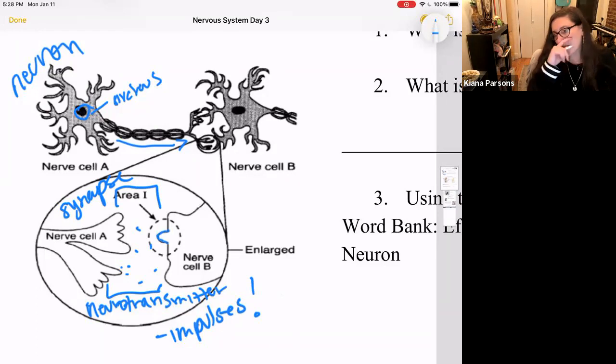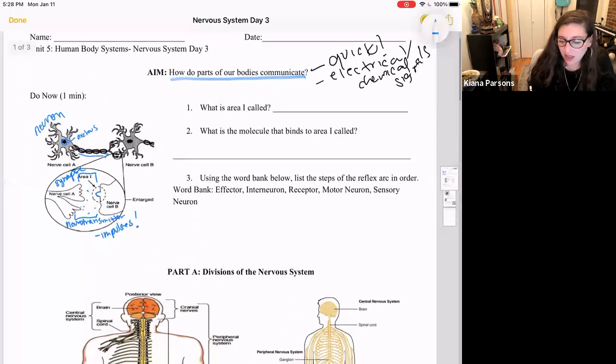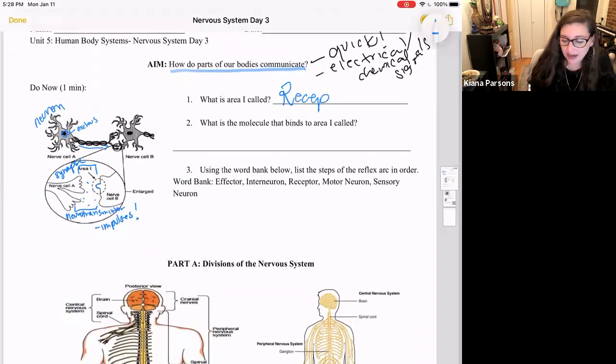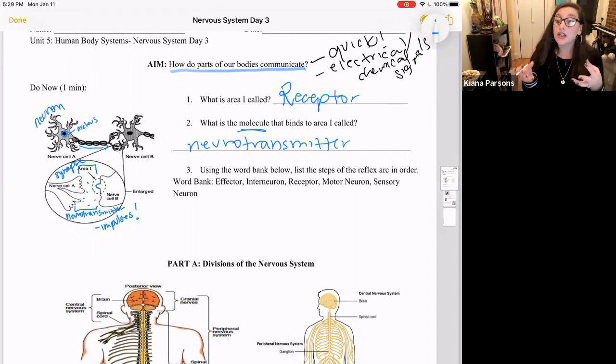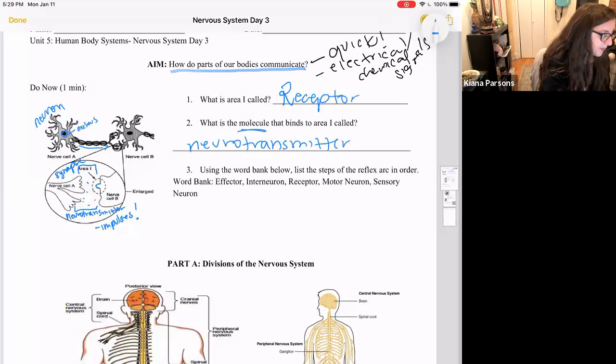area 1. And you might recall from when we started talking about the nervous system, the part that receives the message is called the receptor site, right? So area 1 is the receptor. And what is the molecule that binds to area 1, right? That is the neurotransmitter. So the neurotransmitter binds to the receptor site. And we're going to see a similar relationship in the endocrine system, which is our body's slow chemical communication system that typically communicates through hormones.